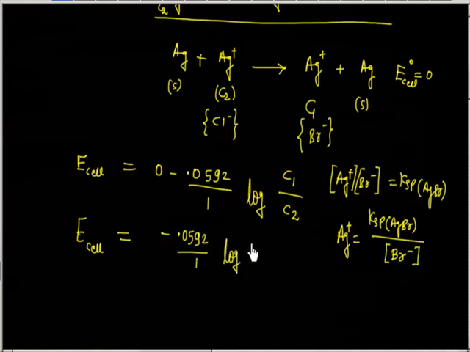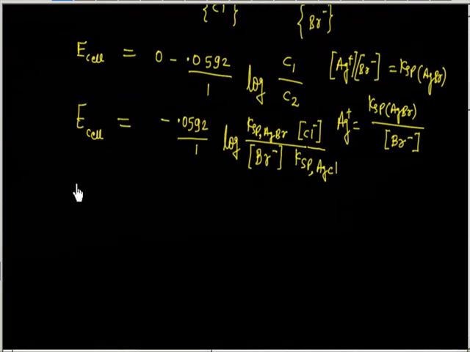So let us plug in this value of C1, which is Ksp AgBr divided by Br minus. Now similarly I can calculate C2. Now we know what it should be. In this case you will have Cl minus, that will go up, and then you will have Ksp AgCl. Are you getting or not? This is one important point. Now let us plug these values.